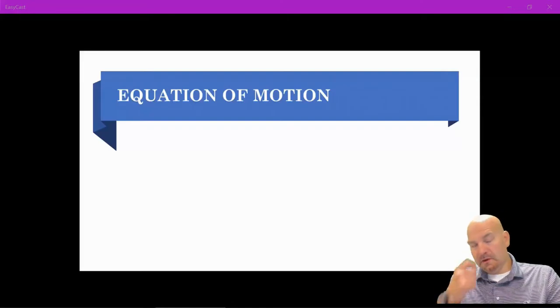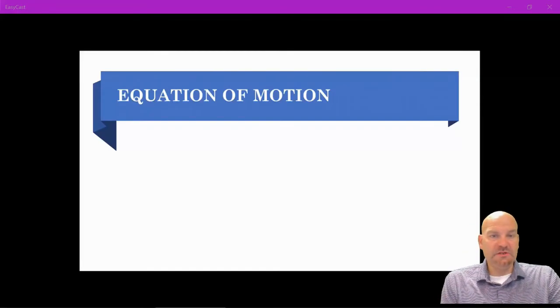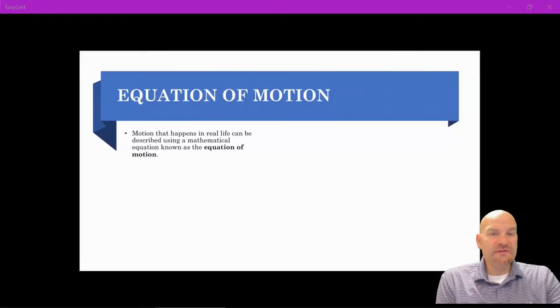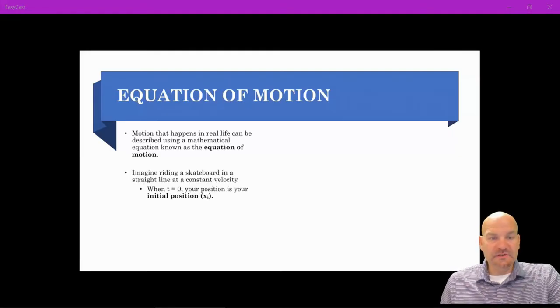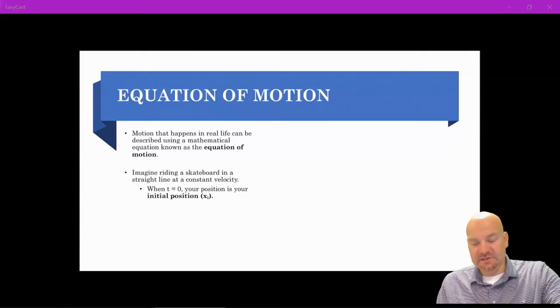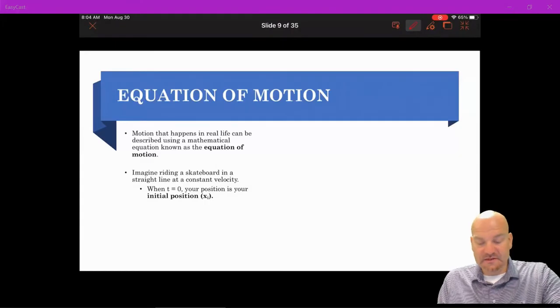Okay, so in this video, we're going to look at what is known as the equation of motion. Because motion happens in real life, we can describe that motion using this equation of motion. Just imagine that you're riding a skateboard in a straight line at a constant velocity. At t equals 0, your position will be known as the initial position. The initial position is often referred to as xi.